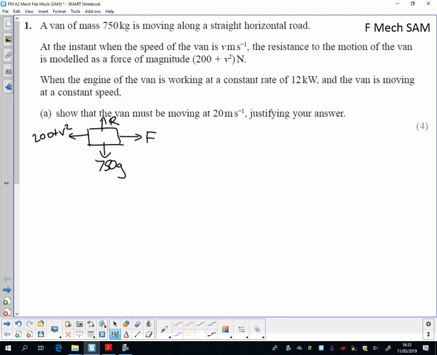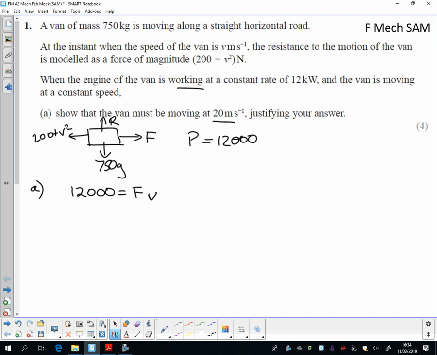And then we've been told its rate of work, and it's moving at a constant speed, and we've got to show that it must be moving at 20 meters per second. Okay, so my power is 12,000. Remember that power, so our power is 12,000, is our driving force times our speed. So it said speed was v, so we know that.